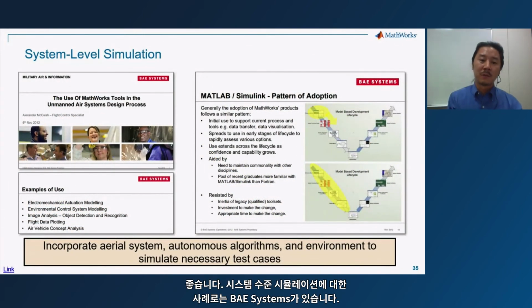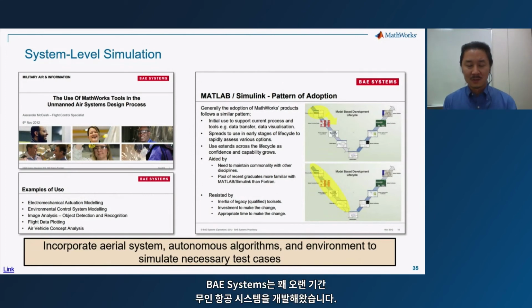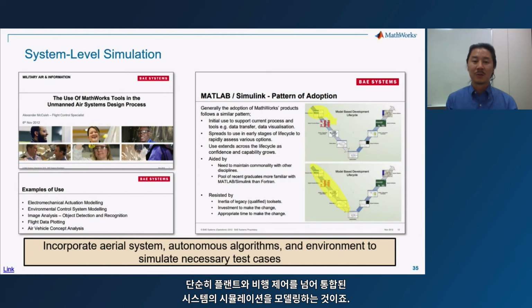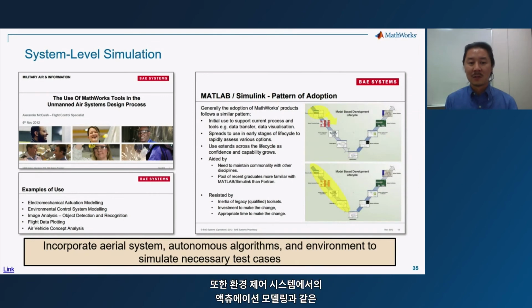All right, a user story for system level simulation is from BAE Systems, who has been developing unmanned air systems for quite some time now, but they are using model-based design to do so in many cases. So again, modeling and simulation of their integrated system beyond just plant and controls, flight controls. They also use it for specific component design, such as actuation modeling and environment control systems, and also goes as far as image analysis as well, right? So that image processing side of things comes into play. They also use our tools for flight data plotting, analysis of data after the fact, if you will. Okay.